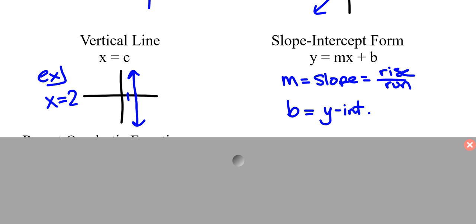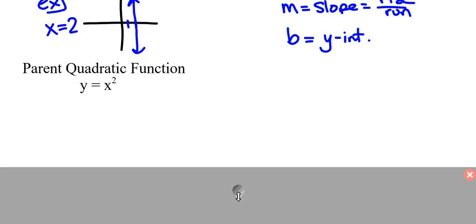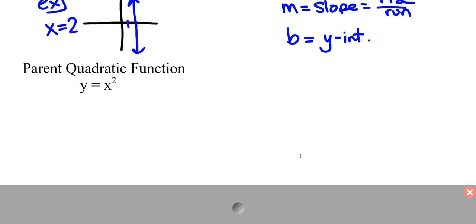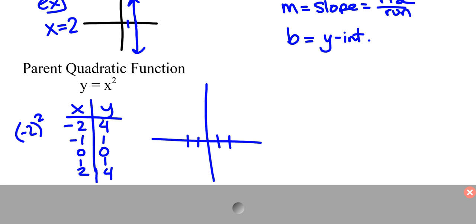The next one is quadratic, and you spent a lot of time working on quadratic functions in Algebra 2. So our parent quadratic function, a reminder to us, if we plug in values: negative 2 squared gives you positive 4. Negative 1 squared is 1, 0 squared is 0, 1 squared is 1, and then 4. So this is our parent function.